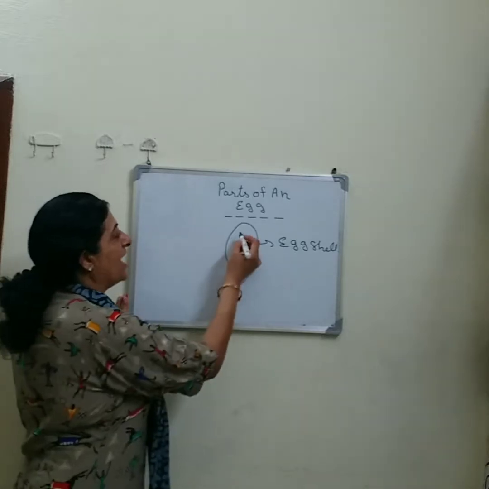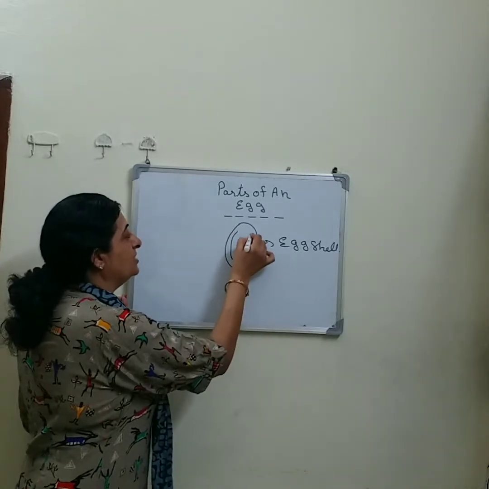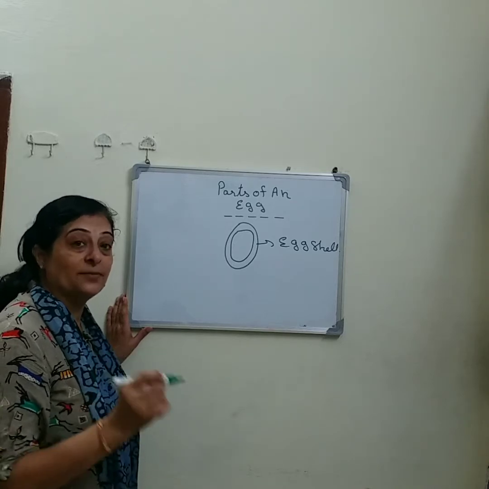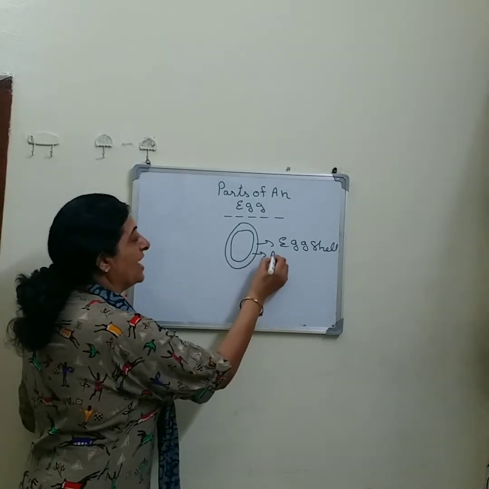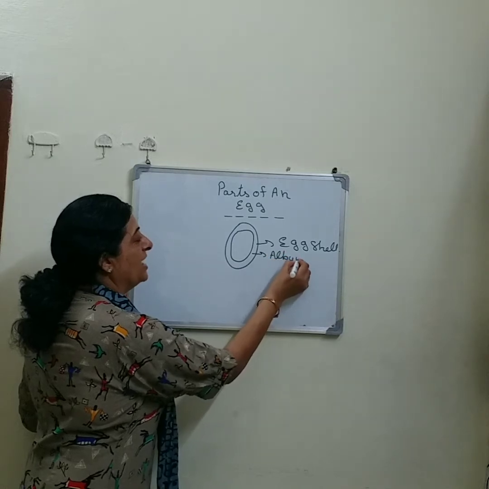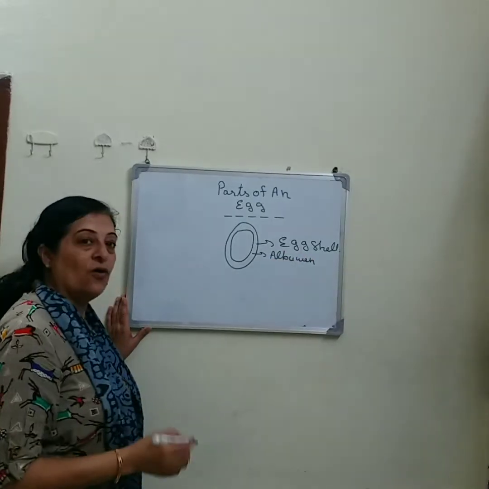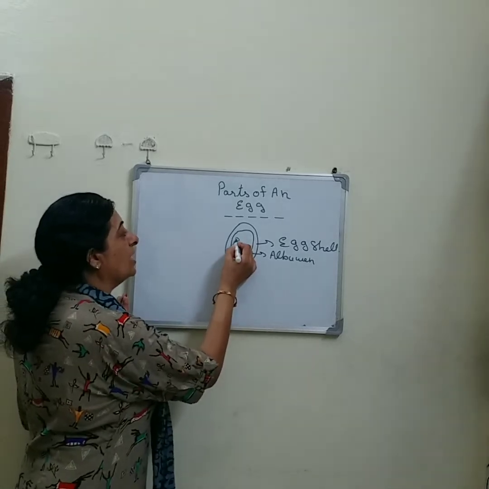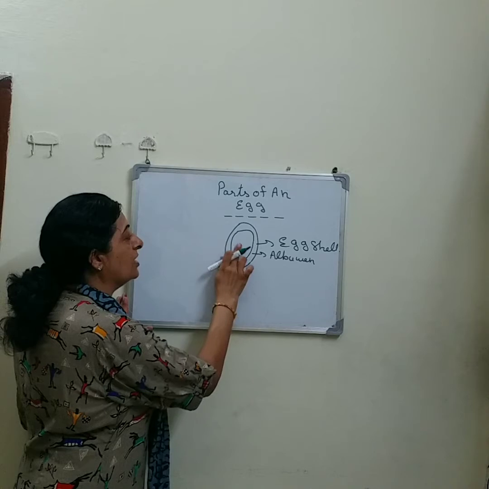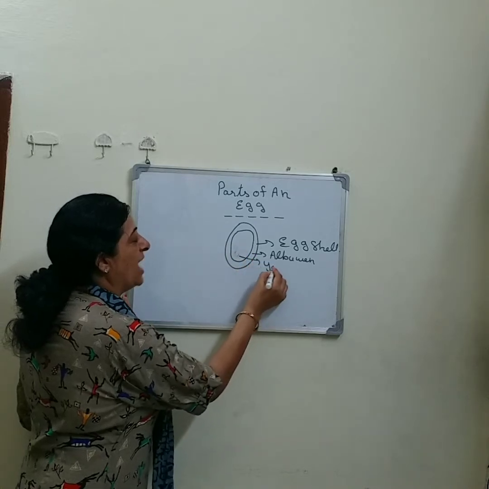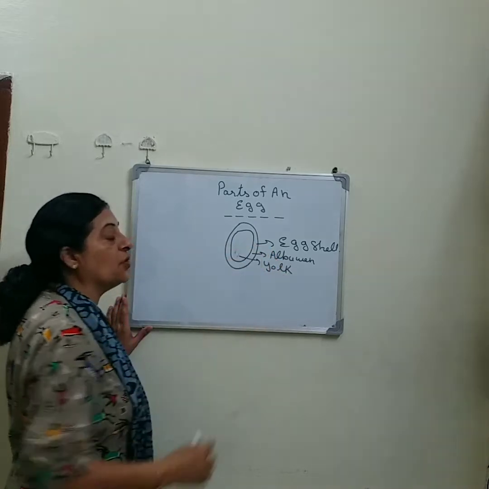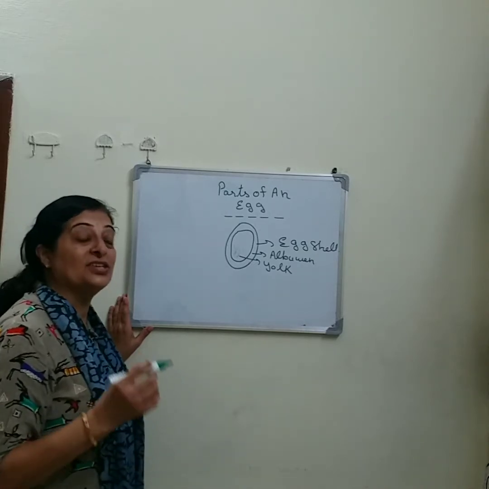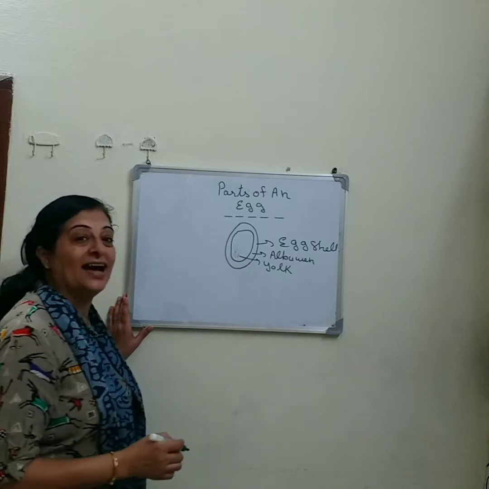Now within this eggshell there is a jelly-like substance, and this jelly-like substance is known as albumin. After that, inside the egg, there is a yellow colored substance. This yellow substance is known as yolk. This yolk provides food to the young one which is inside the egg.